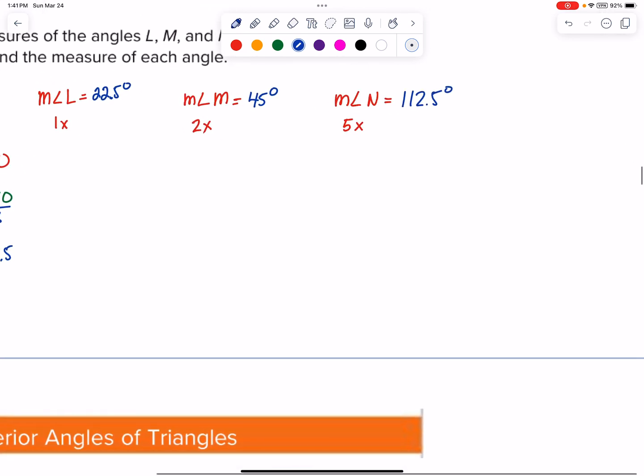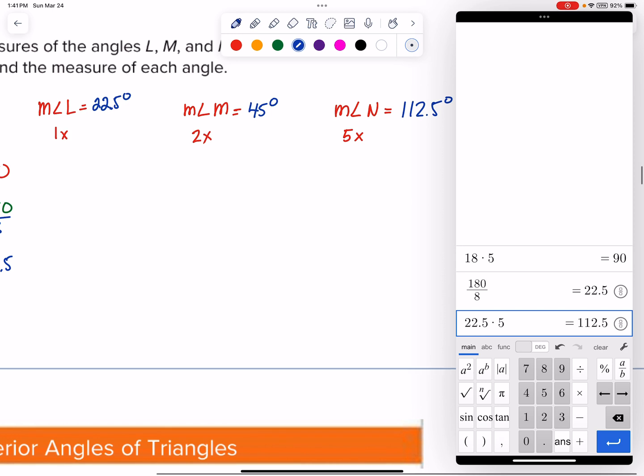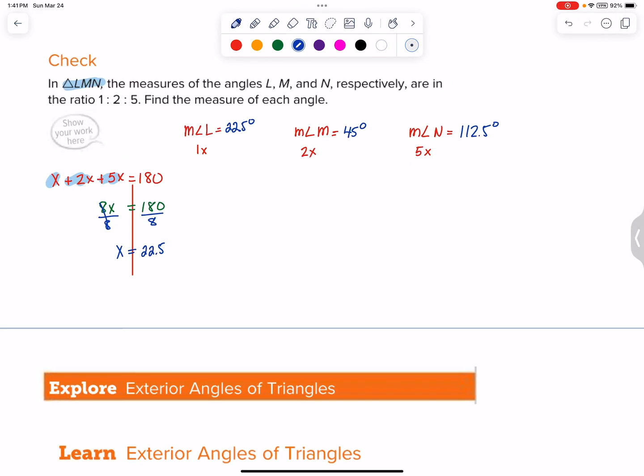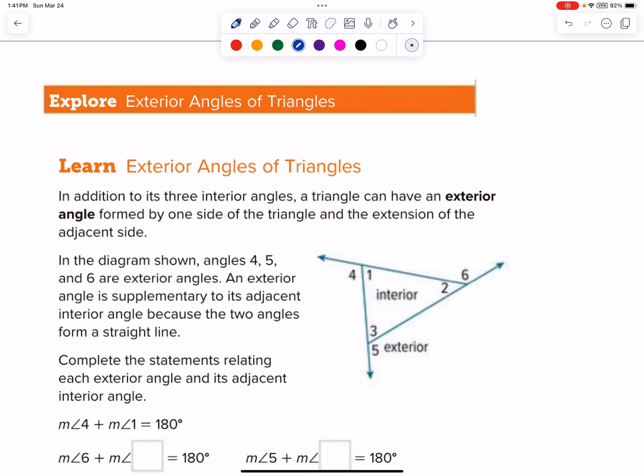I would definitely want to check and make sure they add up to 180 degrees. So we have 112.5 plus 45 plus 22.5, and there we go, 180. All right, so we're all set with that. Now let's go ahead and explore exterior angles.